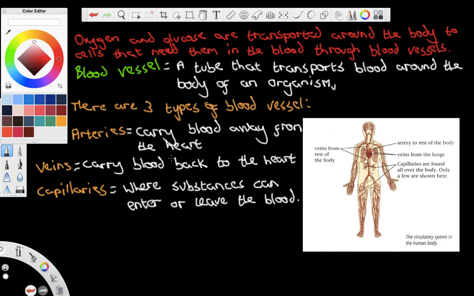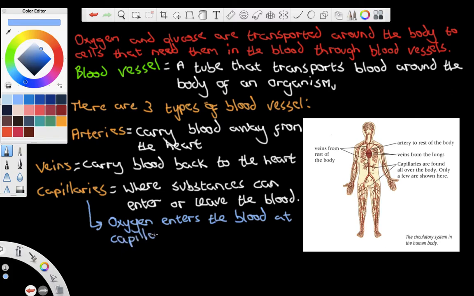Now, if we were to think about this, as we said last lesson, one substance that is needed by your cells for respiration is oxygen. So oxygen can enter your blood at the capillaries in your lungs, and it is then dropped off at the cells that need them via the capillaries. So for capillaries, we can say oxygen enters the blood at capillaries in the lungs.